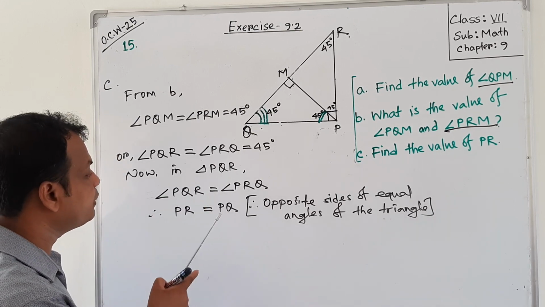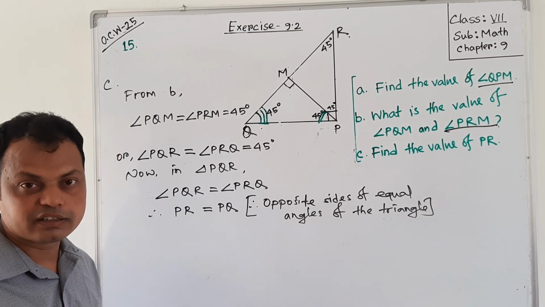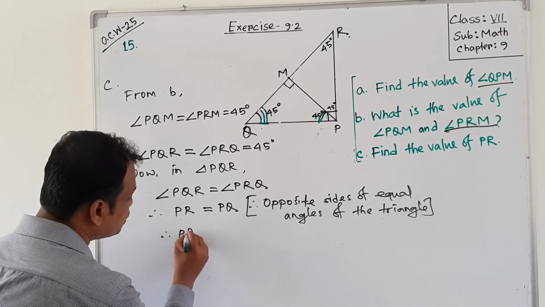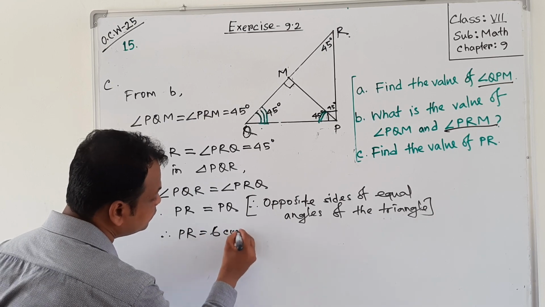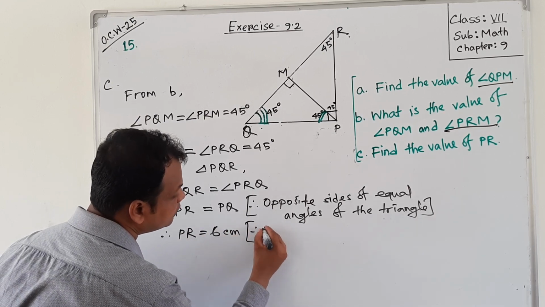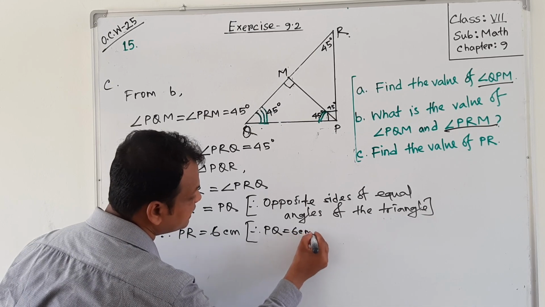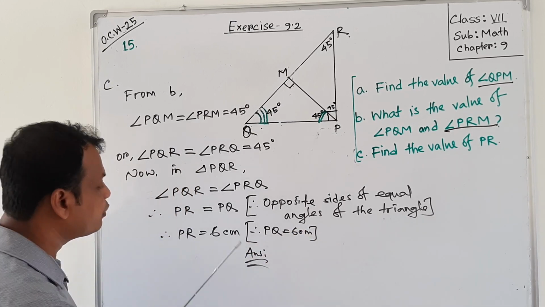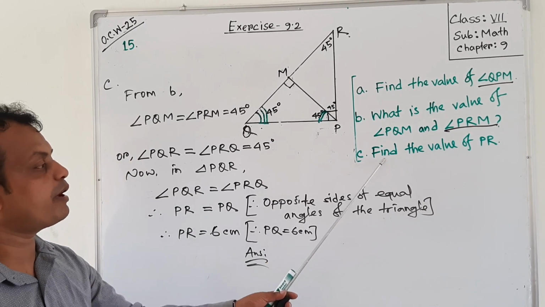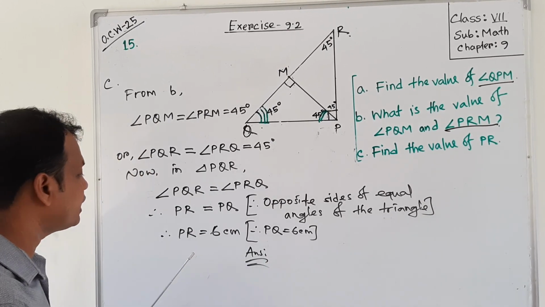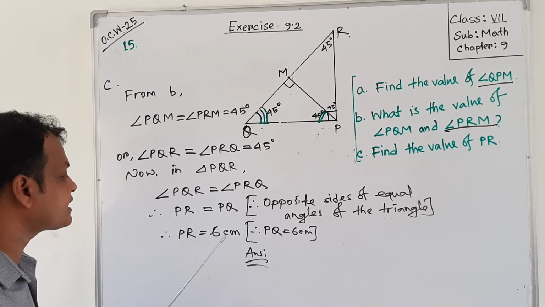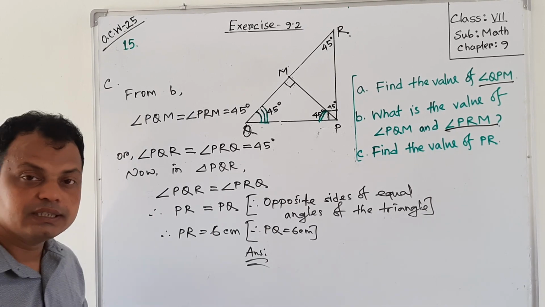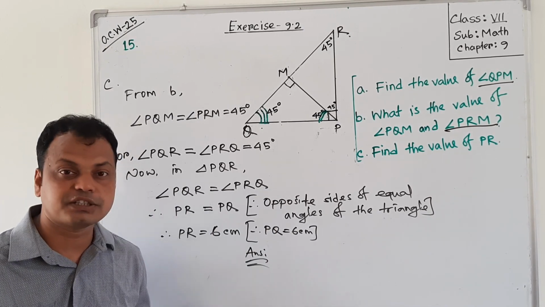The value of PQ is 6 cm, given in the question. So we can write, therefore, PR equals 6 cm. So this is the result. We have to find the value of PR, so the value of PR will be 6 cm. Why is it 6 cm? We know PR equals PQ, and PQ is 6 cm, so PR will be 6 cm. So we have got the result.